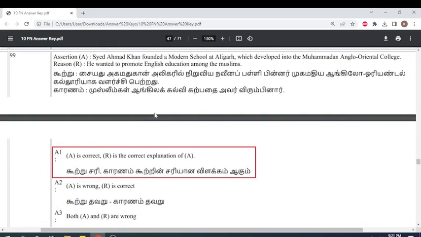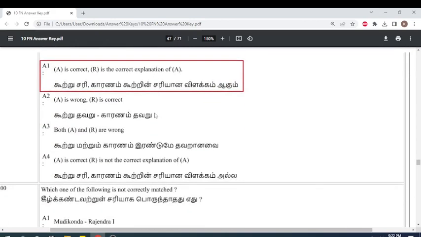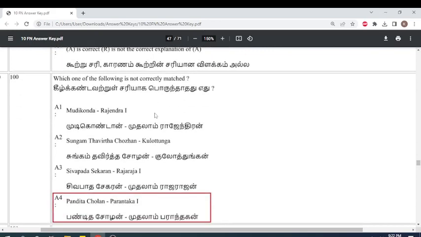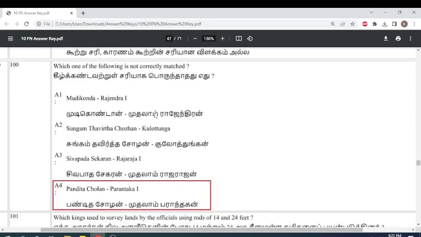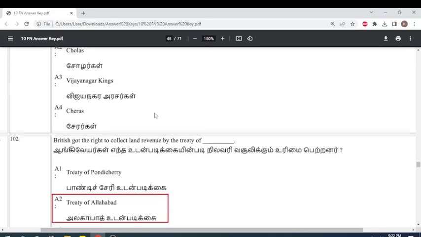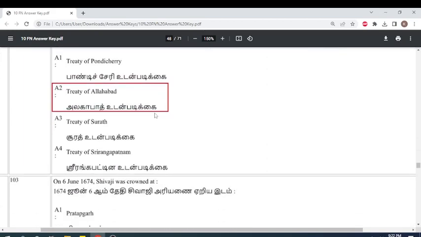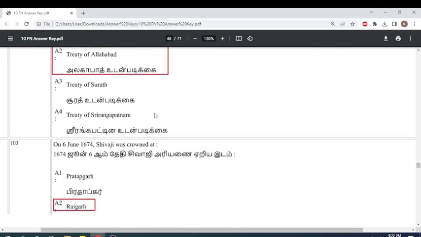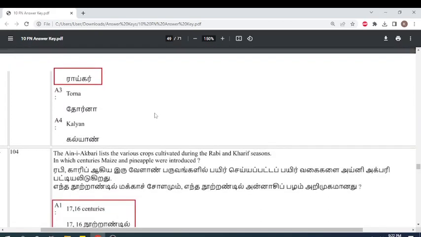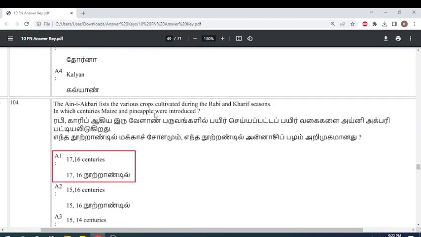99 question answer A1. 100 question answer A4. 101 question answer A1. 102 question answer A2. 103 question answer A2. 104 question answer A1.